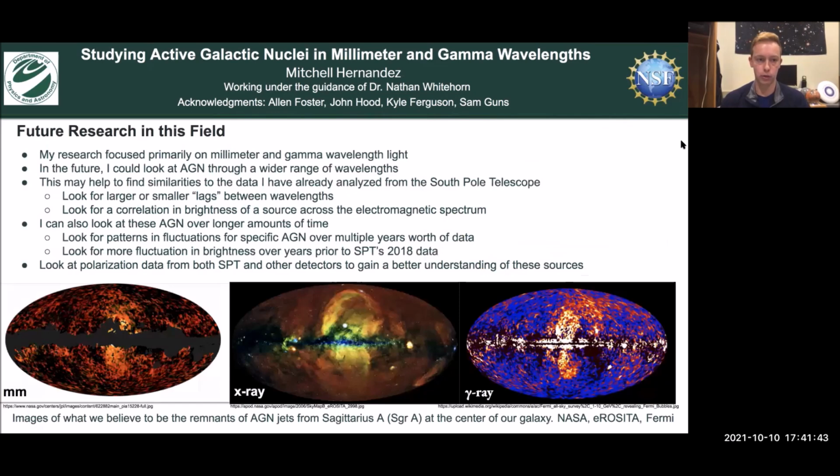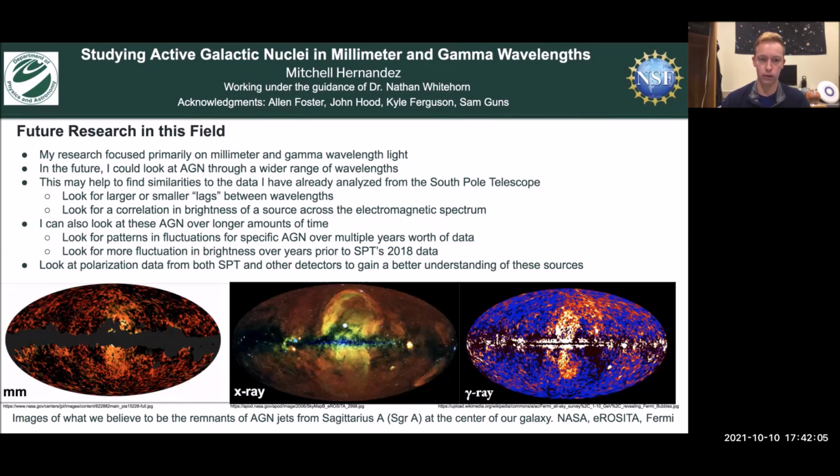So, future research in this field. My research focused primarily on millimeter and gamma wavelength light. In the future, I could look at these AGN or others in a wider range of wavelengths, such as X-ray or radio. And this could help to find similarities in the data that I've already analyzed from SPT. So I could look for bigger or smaller lags between these wavelengths, as well as a correlation in brightness of a source across the EM spectrum.